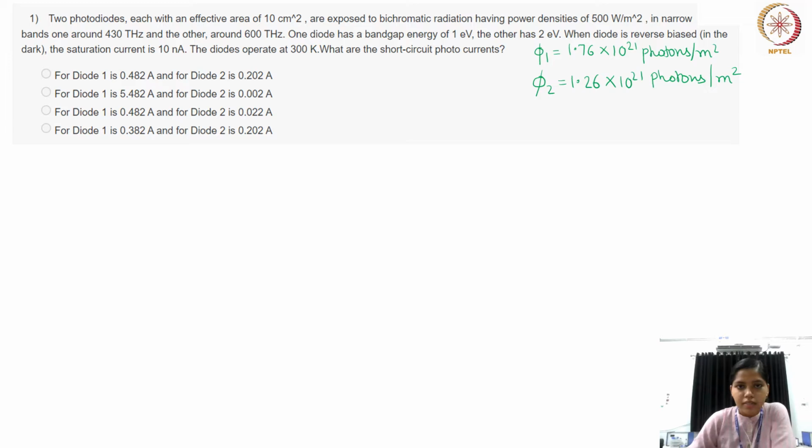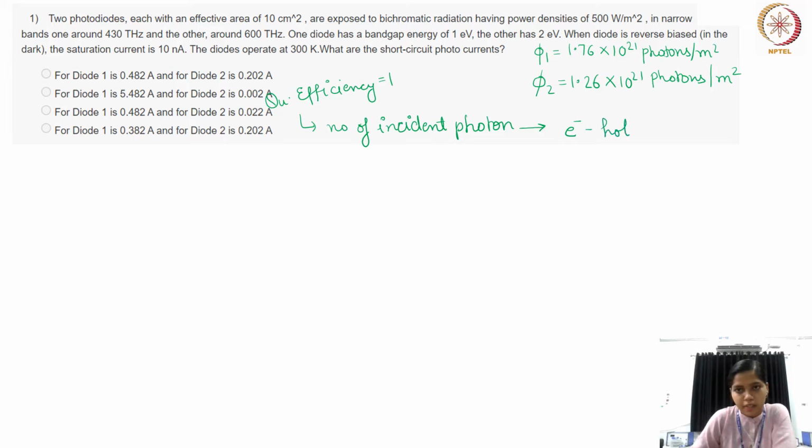Okay, then let's assume a case when the quantum efficiency is 1. So we can say the number of incident photons, meaning the photons that are incident, will be converted into electron-hole pairs. So we can write it like this. Also, we know the relation between the energy and the frequency is E equals h nu. So we can calculate from here.